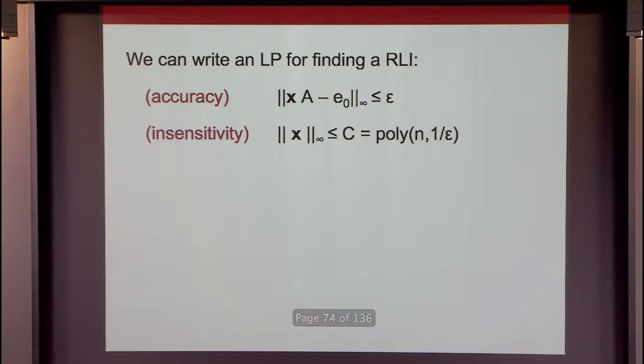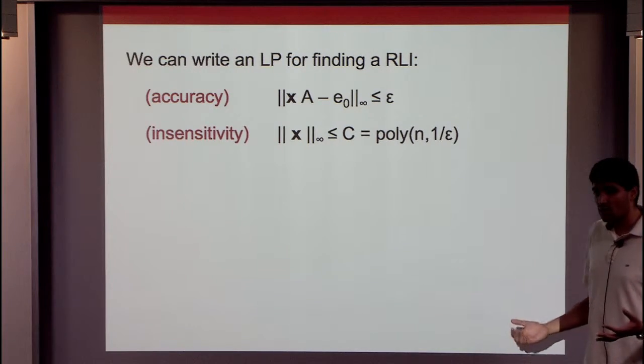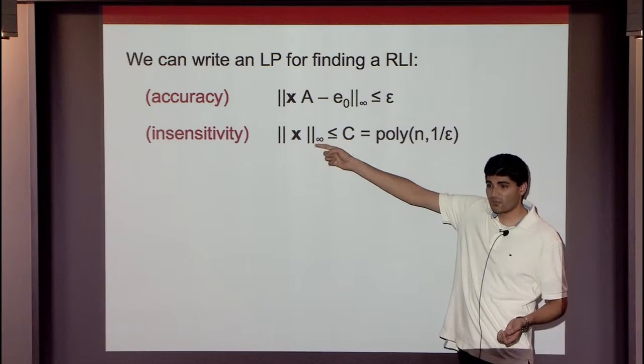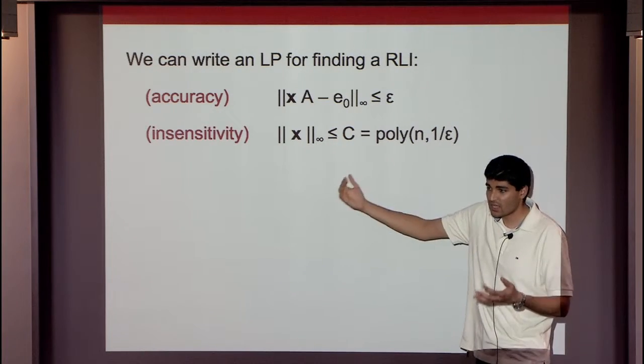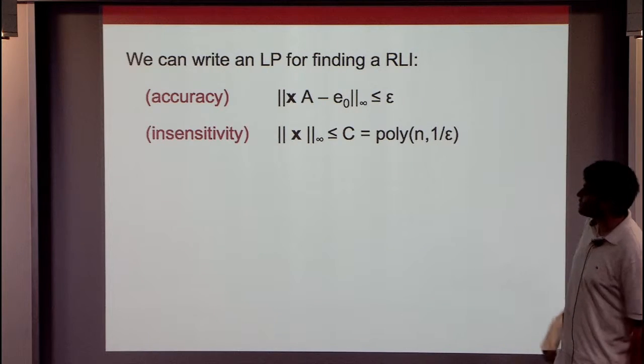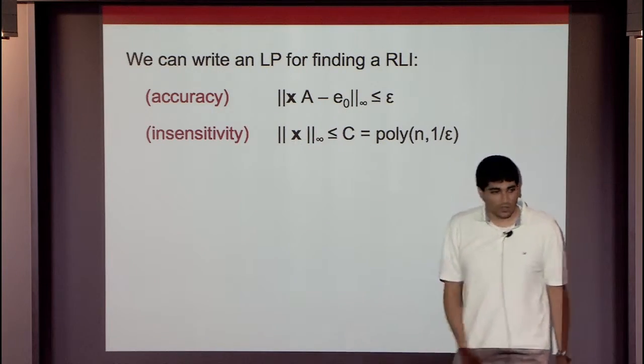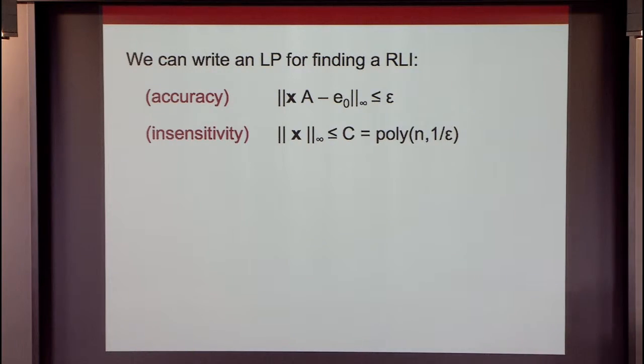Now what about the insensitivity? I want the norm of x to not be too large. That way, when I'm getting random samples from my model, this doesn't have too much variance, so I can just take enough samples and get some confidence about what its expectation is. Plugging in x equals E0 times A inverse would not work. It would satisfy the first constraint with epsilon equals 0, but the bottom quantity would be exponentially large. That's another way of saying that no unbiased estimator can possibly work.